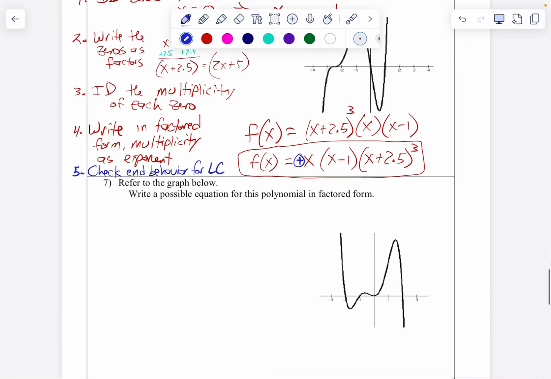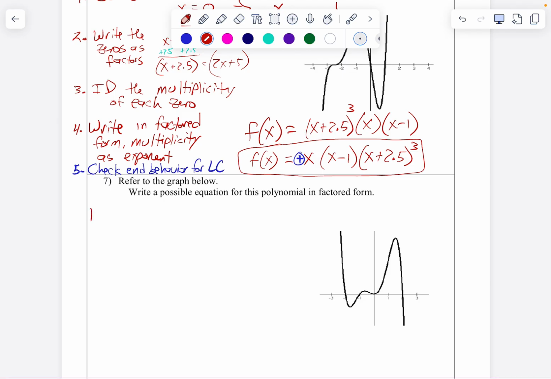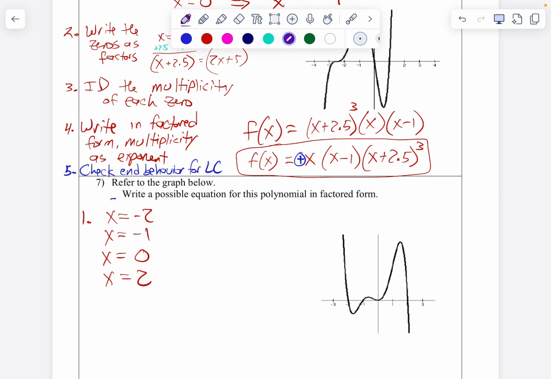Okay, let's do the one down below. And this time I won't write out all the steps, but we'll just do them. Okay, what are our zeros in this case? Negative 2, negative 1, 0, and 2. Okay. Let me title these: zero, factor, multiplicity.